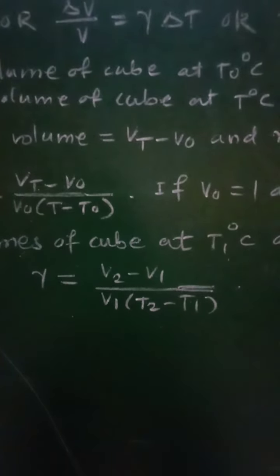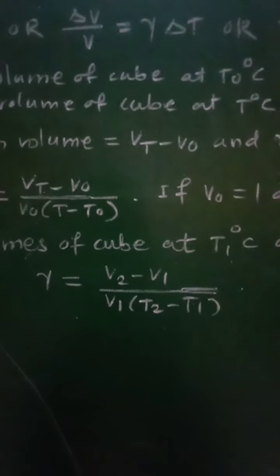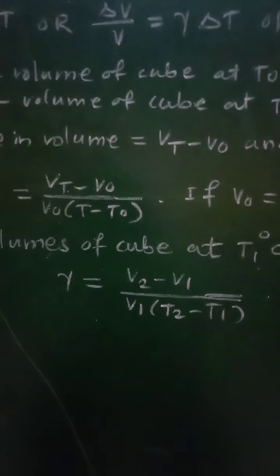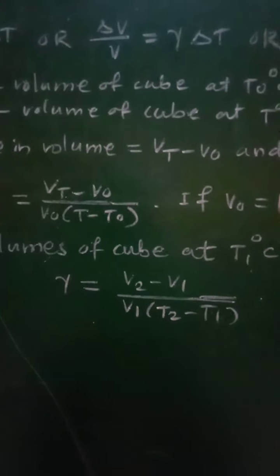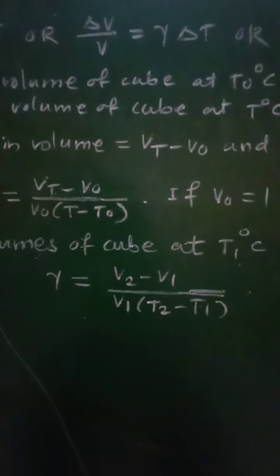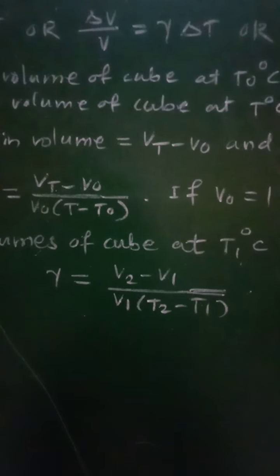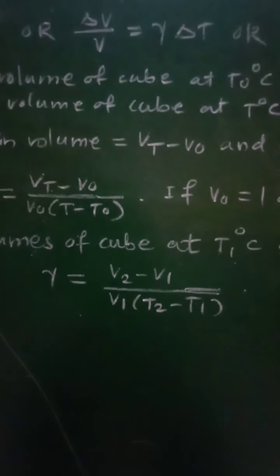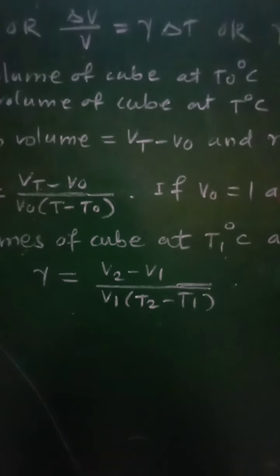So all the coefficients, that is alpha, beta and gamma, the coefficient of linear expansion, coefficient of areal expansion and coefficient of volume expansion, all have the same SI unit, that is per degree Celsius. So for alpha, beta and gamma, the SI unit is per degree Celsius.